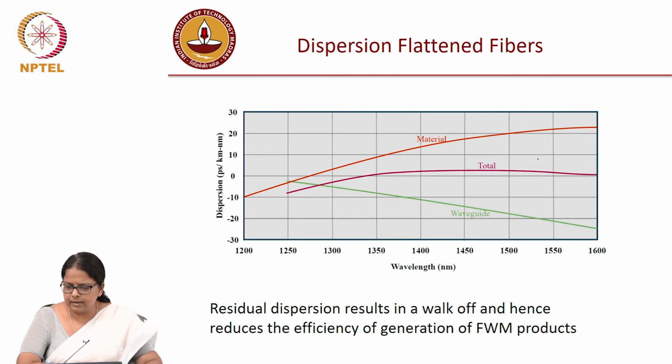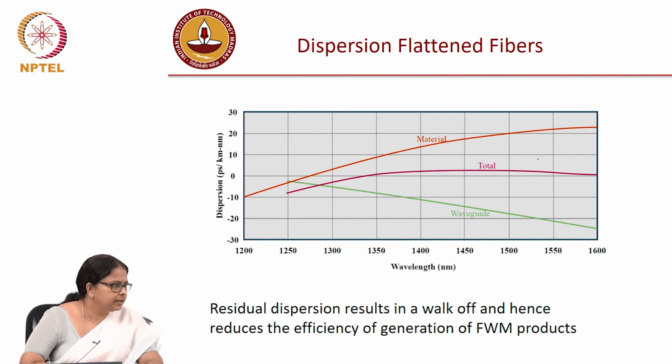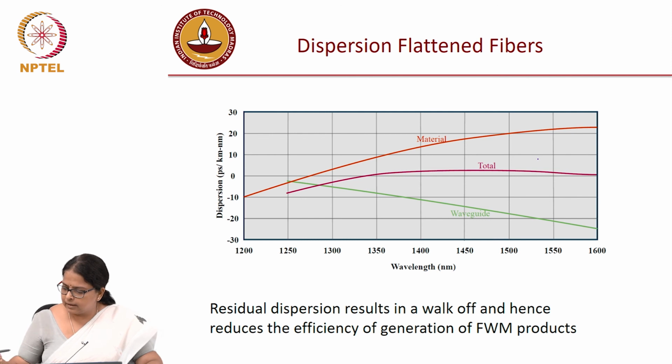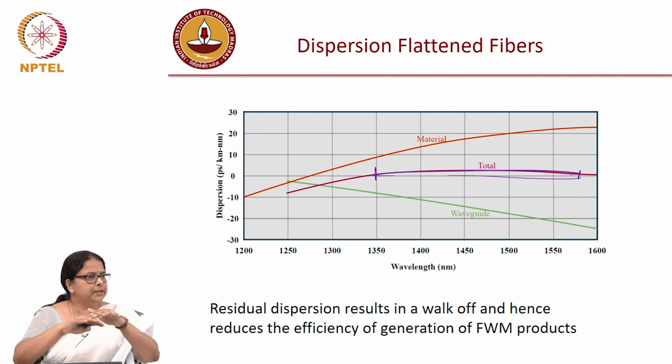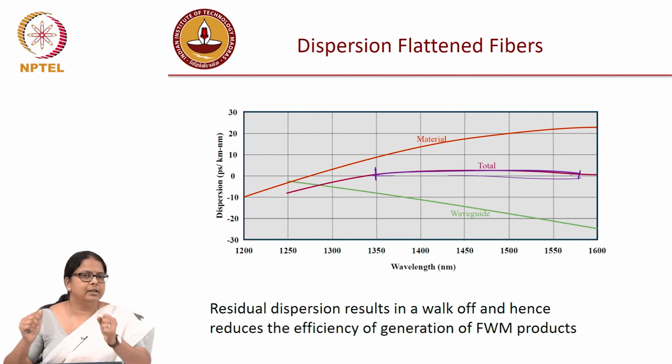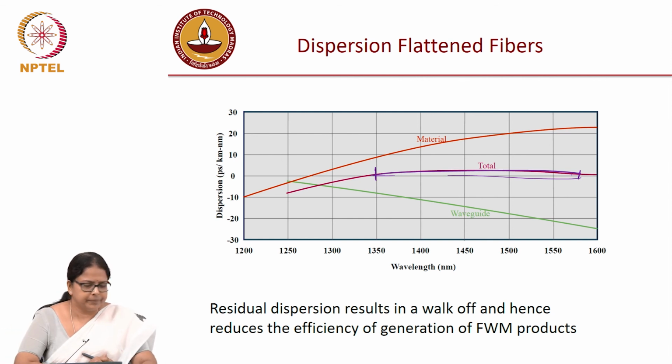In fact, there was another design called dispersion flattened fibers, where, over the commercial range of around 1350 to about 1550, the value of dispersion is almost flat. That is not zero, so you keep a small residual dispersion in that region, so that there is a walk off, and you keep it constant, so that you do not have to worry about different dispersion management at different lambdas. But it turns out that you may not understand this term, four-wave mixing product, because this is a nonlinear phenomenon. We will talk about it later when we do nonlinearities.